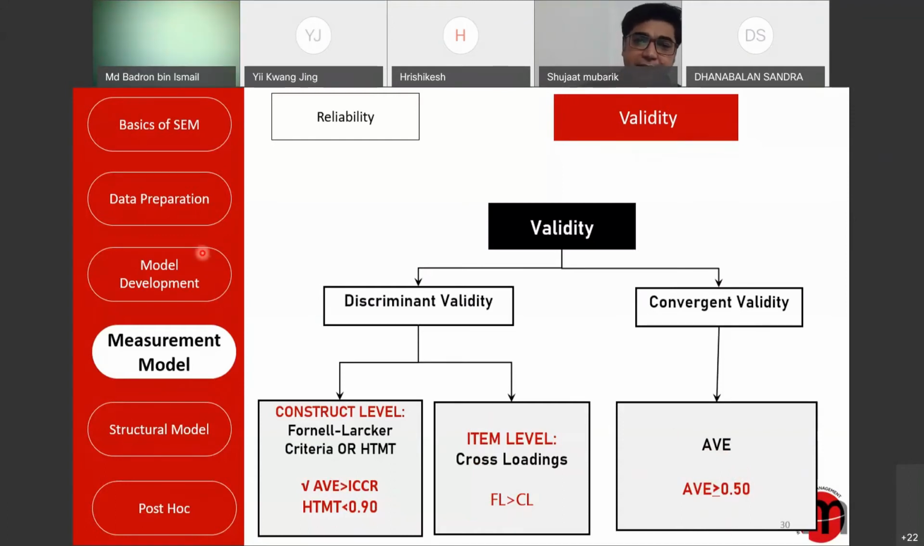A brief recap of what we have discussed: PLS-SEM is combining the measurement model and the structural model, combining CFA and regression analysis. The PLS-SEM is estimated in two steps. Step number one is ascertaining the measurement model, and step number two is the structural model or the path analysis, right? So in the measurement model, we first have to see the reliability and validity.